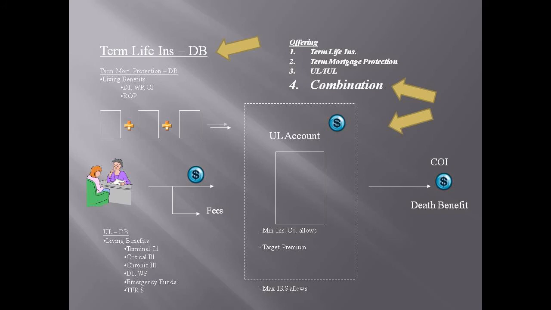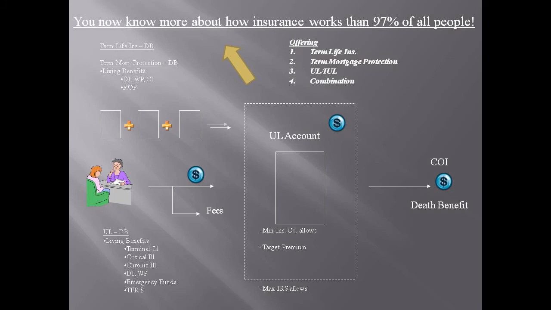For example, a client may like all of the attractive benefits of a universal life investment, living benefits, tax-free retirement, etc., but in addition wants additional death benefit protection at a reasonable premium offered through term life insurance. Now, with that tutorial, you probably know more about the different types of life insurance than 97% of the general population.